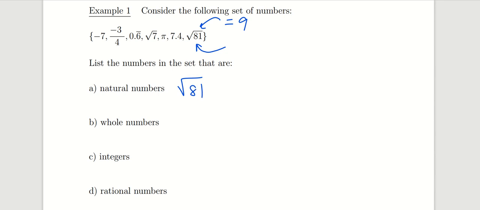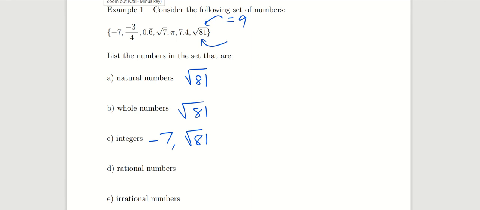The whole numbers, again, would include 0, 1, 2, 3, 4, etc. The only number in that list that would be a whole number is again going to be the square root of 81. The integers are the whole numbers and their negatives. So that would include now -7, which is a negative whole number, as well as the square root of 81. The rational numbers would be any number that we can write as a fraction or a ratio. These include the integers, so that would be -7, -3/4, 0.6 repeating. Remember, if it has a repeating decimal, then that makes it rational.